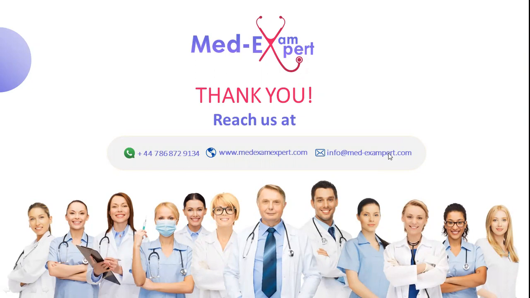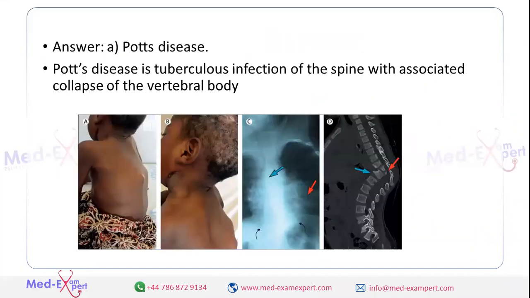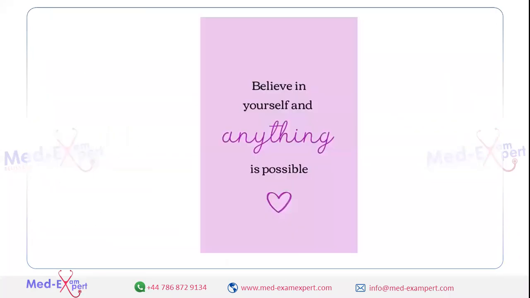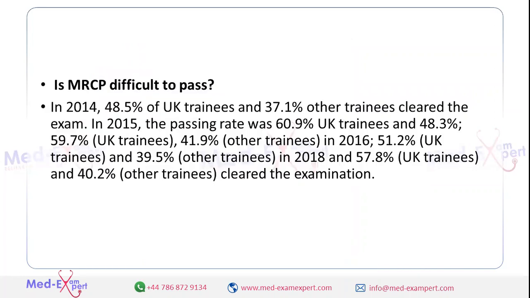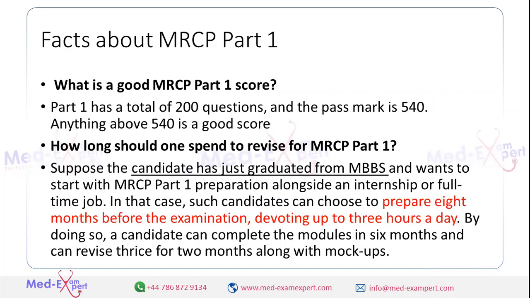My question is, what's the marking scheme? Like, how much does each question carry? We do not get a particular mark for a particular question. For MRCP Part 1, there are 200 questions and you should get above 540.